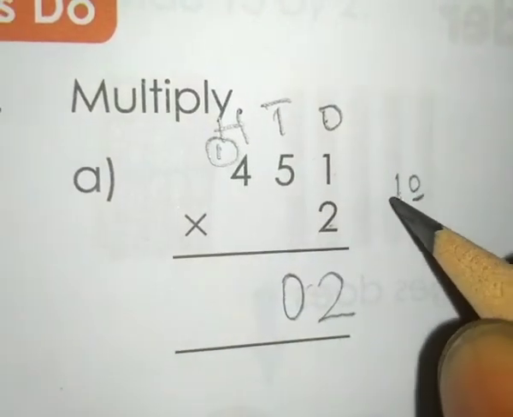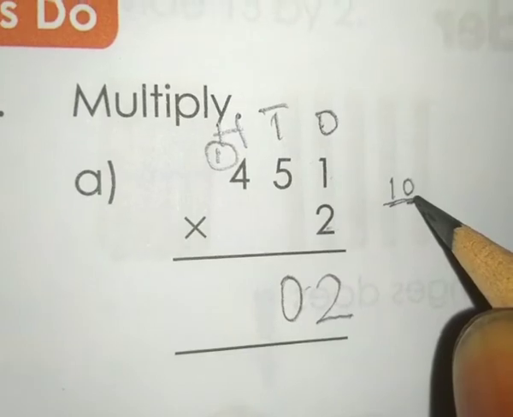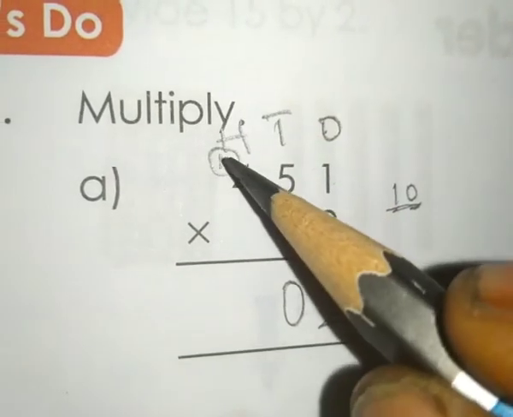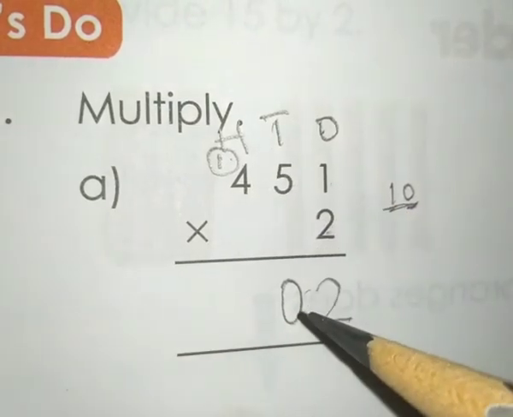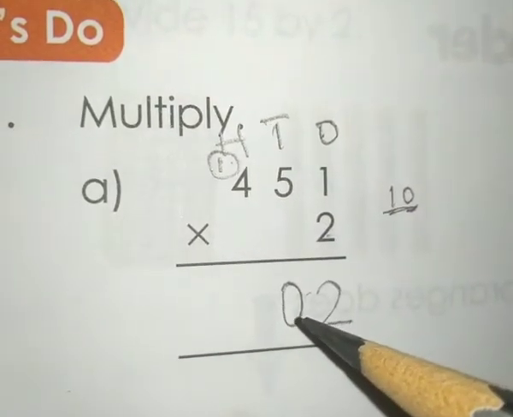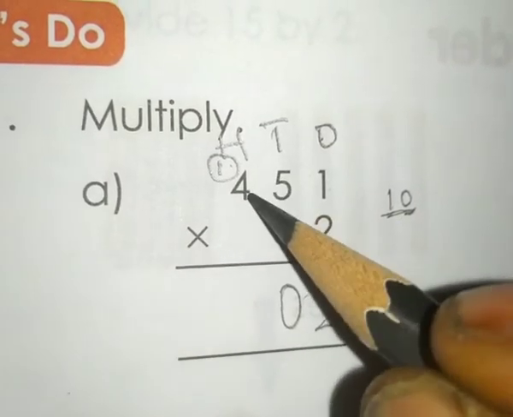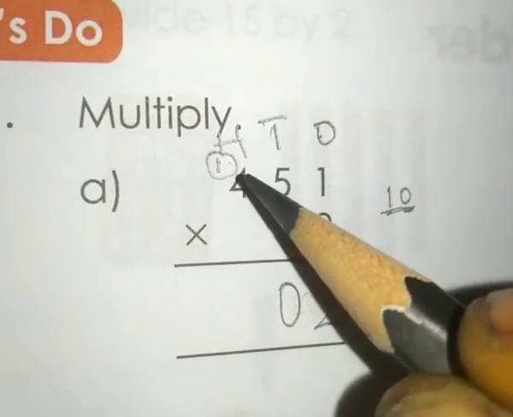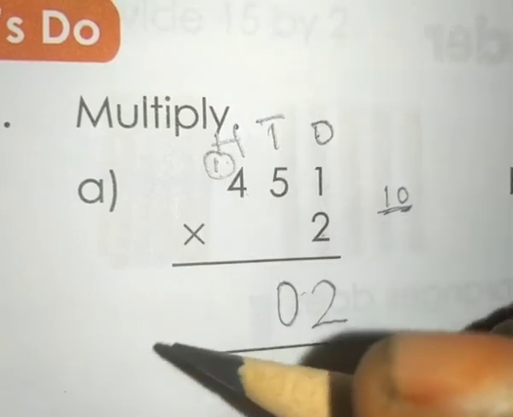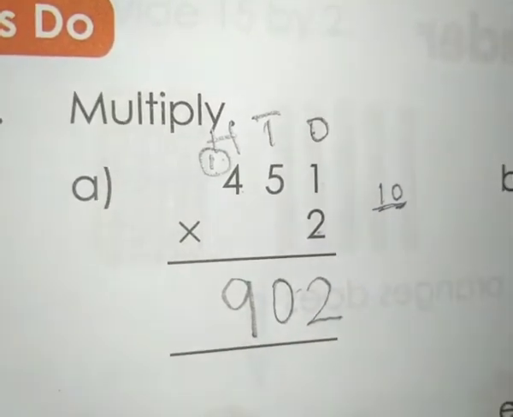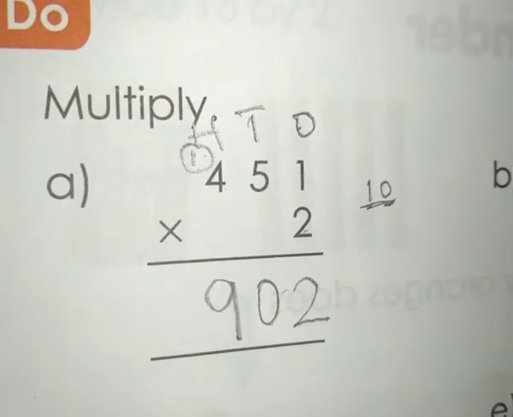This is 10 tens. 10 tens are equal to 100. So 100 will be carried over to hundreds place from tens place. Now multiply hundreds place value. 2 fours are 8. 8 plus 1, 9. So your answer is 9. Next problem.